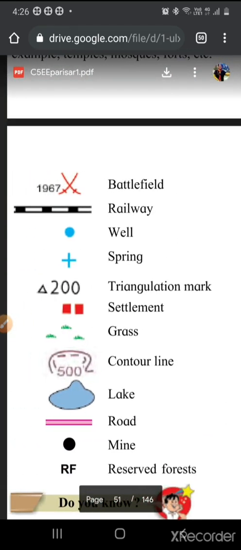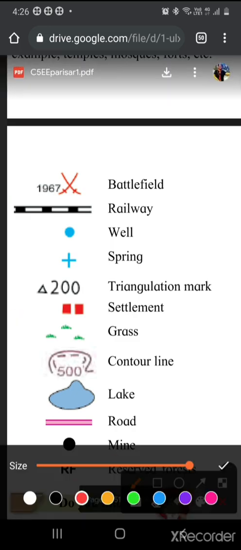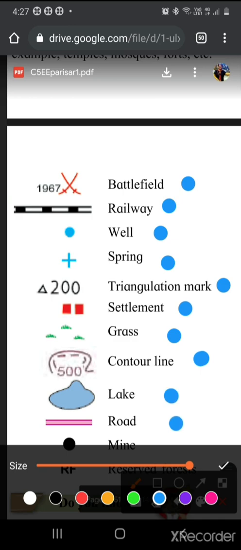Here also there have shown some symbols. If there is a war, then here also is mentioned, and 2 swords are shown. Battlefield, symbol of battlefield. Then railway, well, spring, triangulation mark, settlement, that means huts are there or villages there, grass, contour line, this is the line which we have learnt earlier, contour line method, lake, road, then mine, and last is reserved forest.